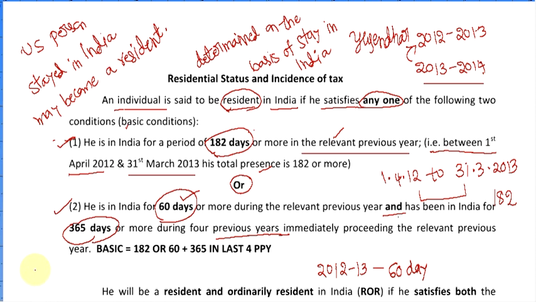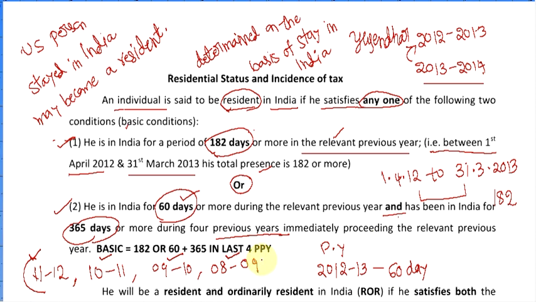Before that, 2011-12, next 2010-11, next 2009-10, next 2008-9. Okay, this is the previous years. These are the years immediately preceding the relevant previous year: 1, 2, 3, 4. Four previous years.